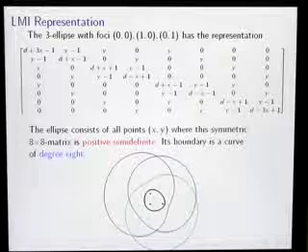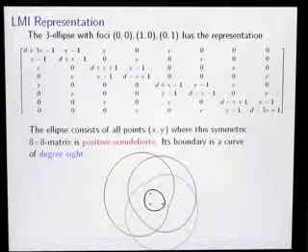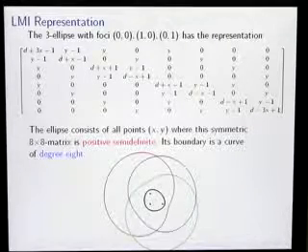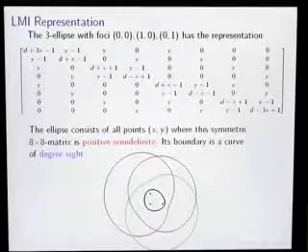And it turns out the ellipse consists of all points x, y where this happens, namely where this 8 by 8 matrix is positive semi-definite. And this is illustrated in this picture. So I have these 3 points.